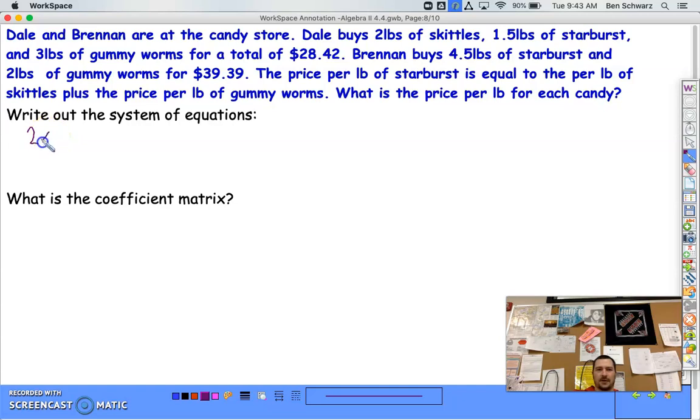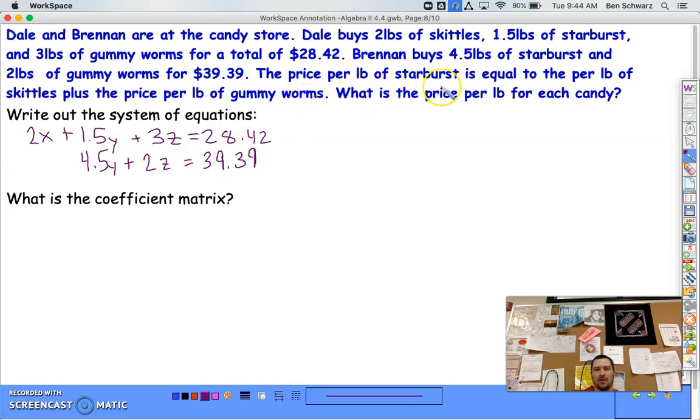Thank you. So 2x, x will be Skittles, plus 1.5y for Starburst, plus 3z, we'll say z for gummy worms, that equals $28.42. Then for the other one, Brennan's 4.5 pounds of Starburst, so he didn't have any Skittles. So it's just going to be 4.5y plus 2 pounds of gummy worms, so 2z, for a total of $39.39.